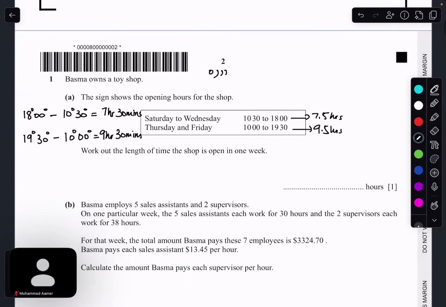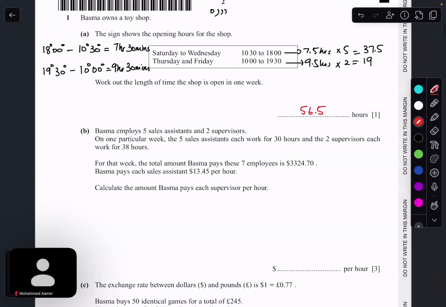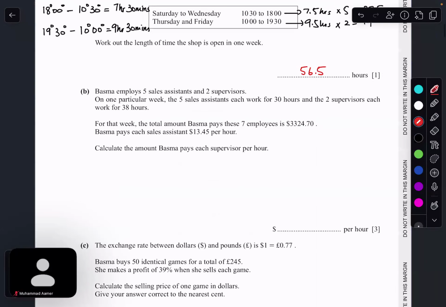Now, work out the length of time the shop is open in 1 week. So Saturday to Wednesday, we have 5 days. So times 5. Okay. This should be 7.5 times 5, that is 37.5. Okay. And this will be 9.5 times how many days? Thursday and Friday, 2 days. So this should be 19. Okay. So the total is 56.5. Next one. And keep on marking, Rashid. Keep on marking. B part.